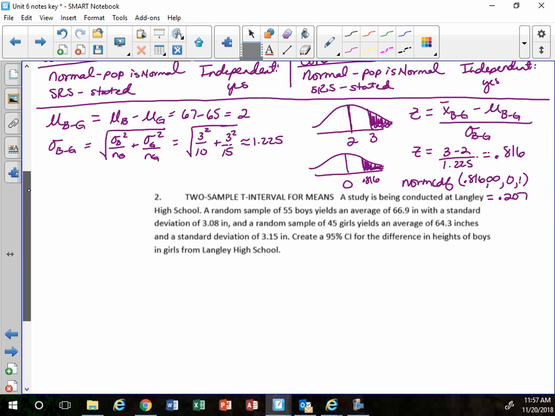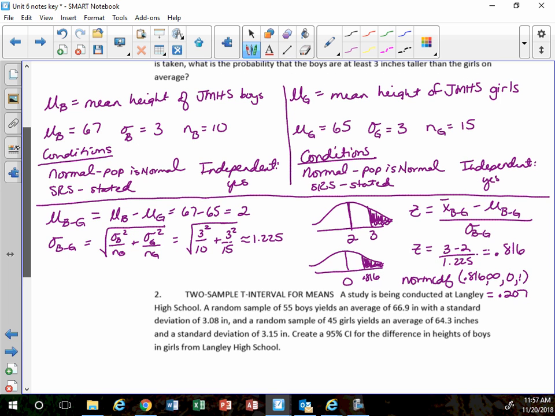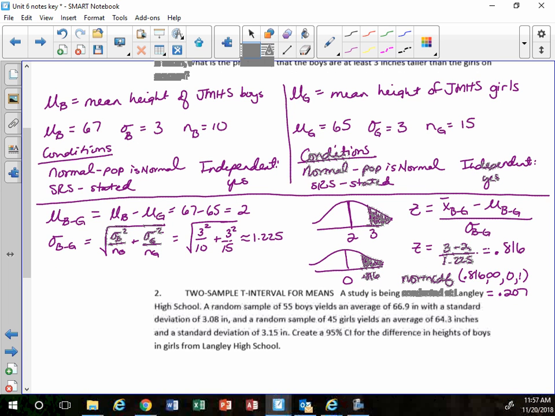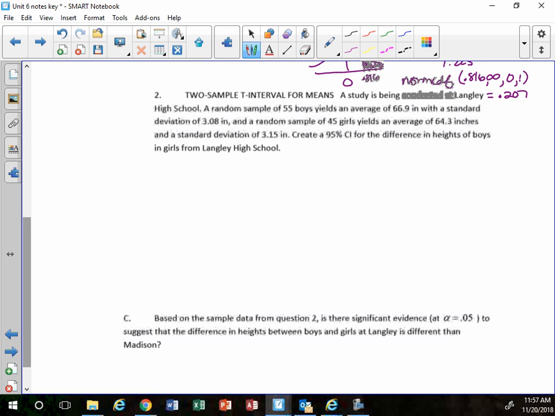And guys, I didn't write the name of this because this one was just a sampling distribution problem. It's not actually a hypothesis test or a confidence interval. But our next one is a two-sample t-interval for means. So when you get to the test, I'm not going to tell you it's a two-sample t-interval. You have to be able to figure that part out. This is what you need to write when you're telling me what test you're doing, whether it's a confidence interval or a hypothesis test. Okay. All right. Give you a second to read.